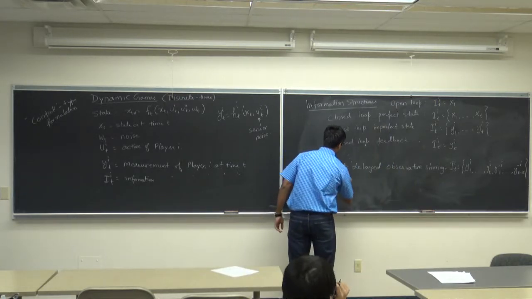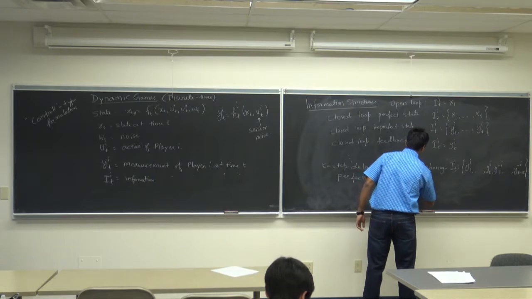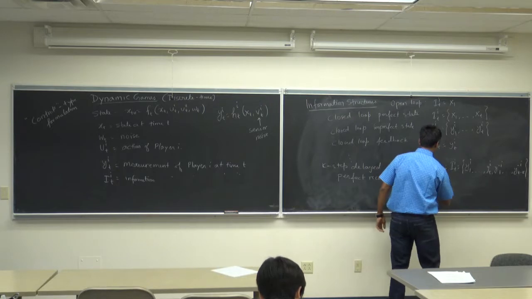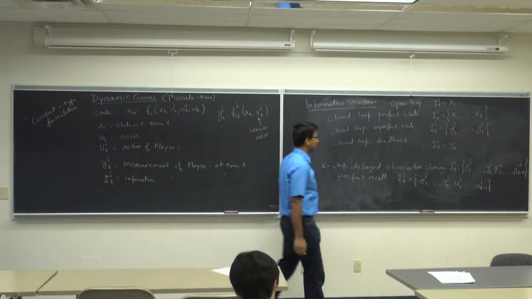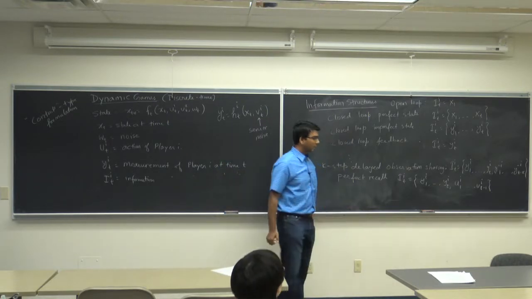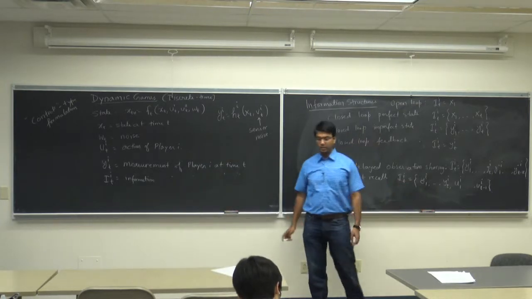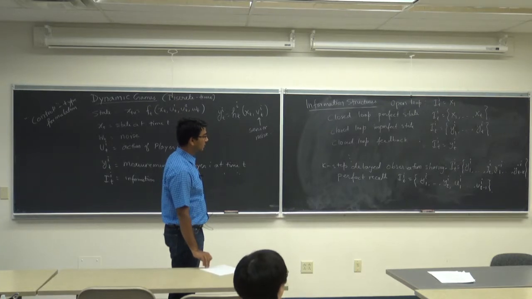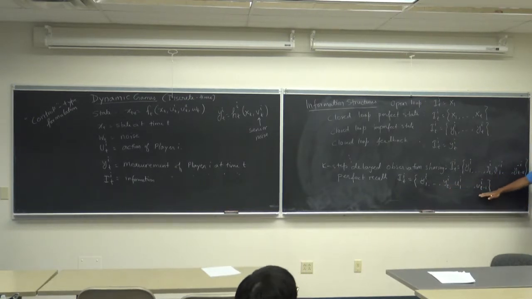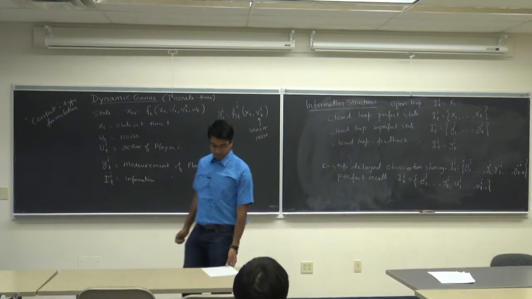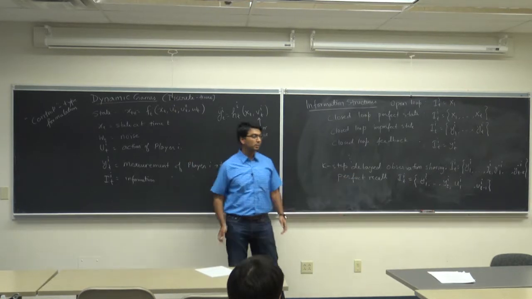And then you have perfect recall, where I_t^i would be y_1^i to y_t^i, and u_1^i to u_{t-1}^i. Okay, so this is your perfect recall. And perfect recall is something that we have studied in the past. Maybe not with the observation noise, but we have seen this information structure before. So in perfect recall, each player remembers whatever it has observed in the history, and it also knows how it has acted in the past. Both pieces of information are available with the player.